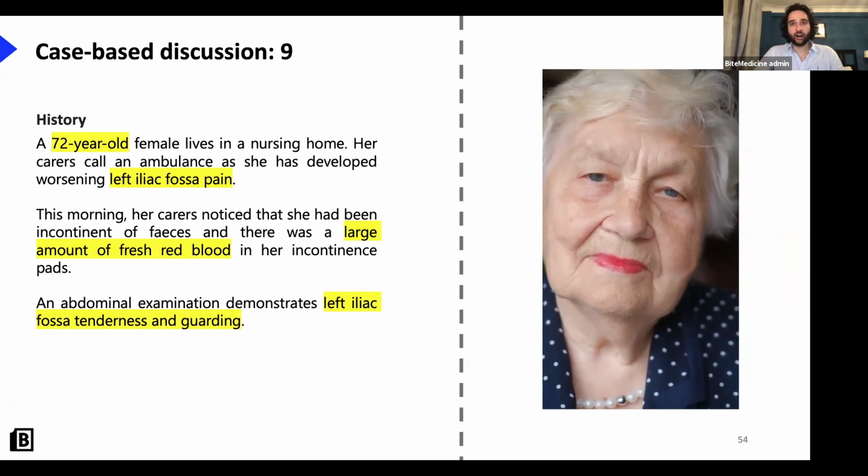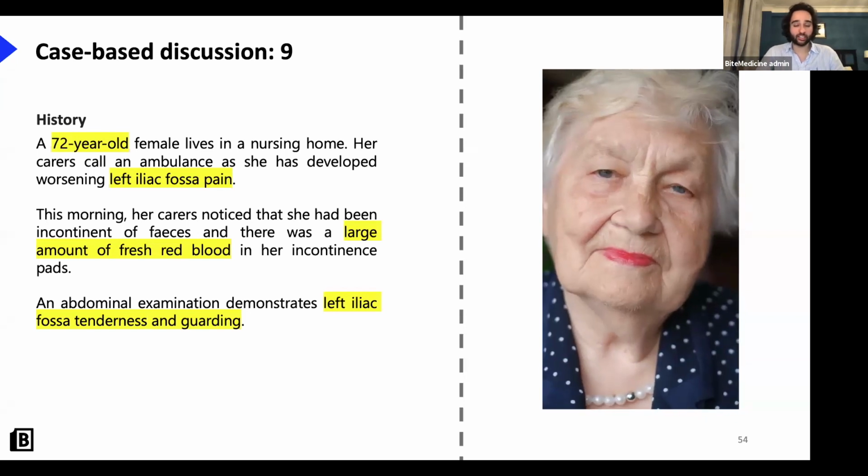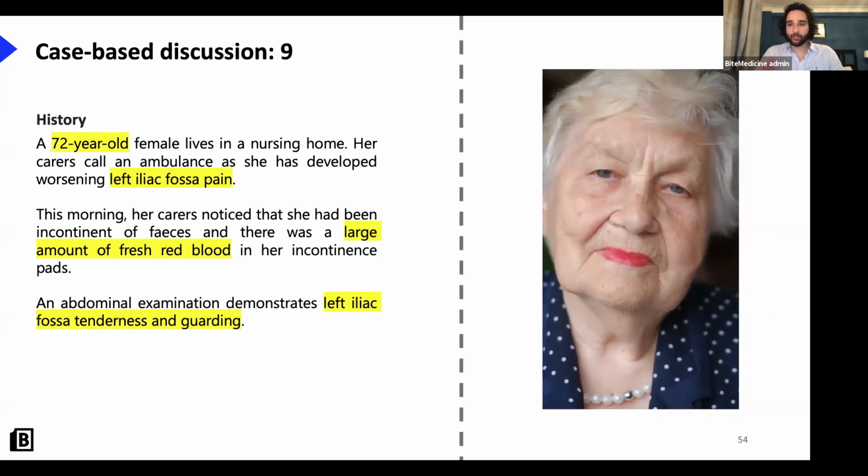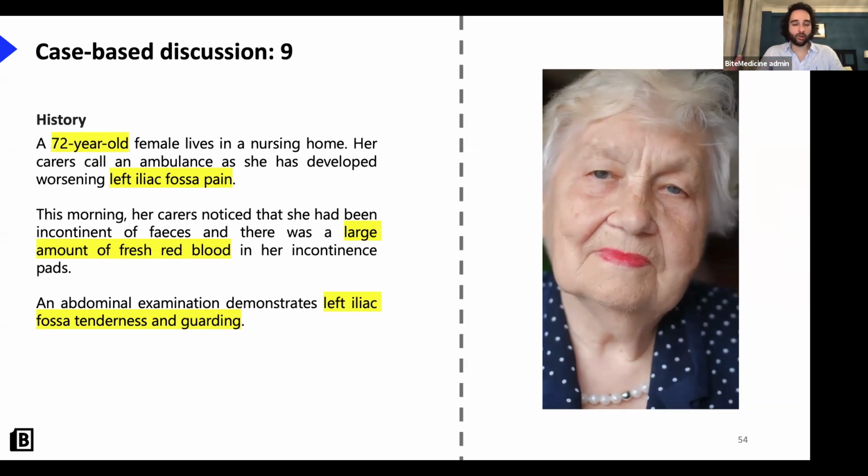Patients with diverticulitis are given antibiotics. Not all patients are managed with IV antibiotics, actually, I should say. Some patients can be managed just with oral antibiotics. If they're more unwell, then IV antibiotics would be appropriate.